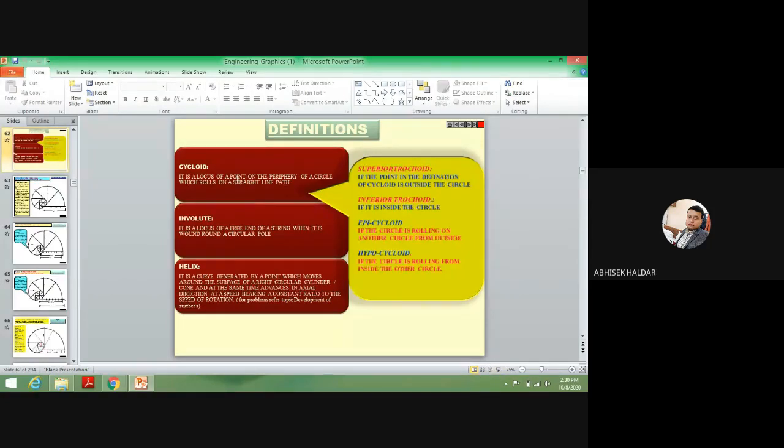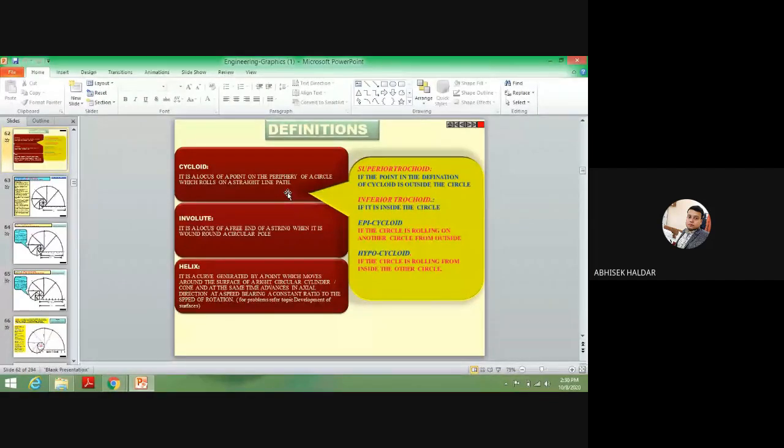What is a cycloid? A cycloid is an engineering curve. How is it traced? Here it is written. You can see it is a locus of a point on the periphery of a circle which rolls on a straight line path. Let me explain in a simpler way.